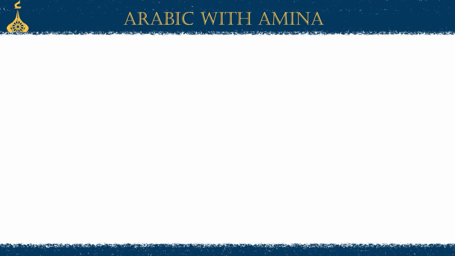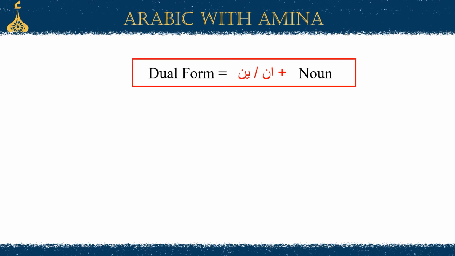Now let's get started. Transforming nouns from a singular to a dual form is pretty easy and straightforward in Arabic. We have a rule which we are going to be following, where we will have our noun, and at the end of this noun, we are going to be adding the letters alif noon or ya noon. And that's it. It's transformed into the dual form. So this is our rule which we are going to be using and applying to the following examples.